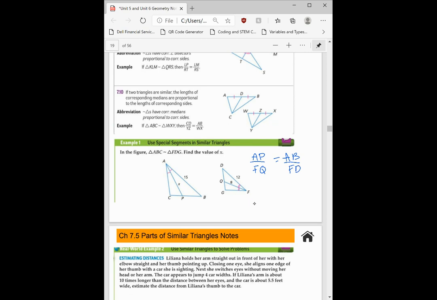Well, we're trying to find AP, because AP is the value of x. So we have x over 8 is equal to 15 over 12. If I cross multiply, I have 12x equals 8 times 15. Well, 8 times 15 is 120, so I have 12x is equal to 120. And if I divide both sides by 12, I have x is equal to 10. And that is my answer.